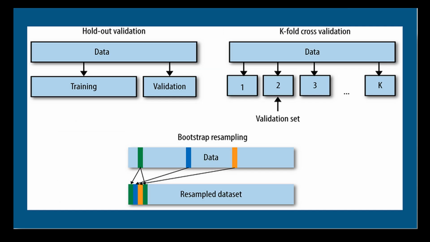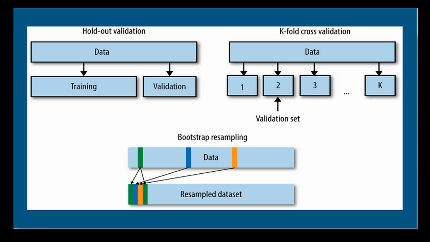Next comes holdout validation. This is a straightforward approach that involves splitting the data set into two sets, a training set and a test set. The training set is used to train the model and the test set is used to evaluate the performance of the model.